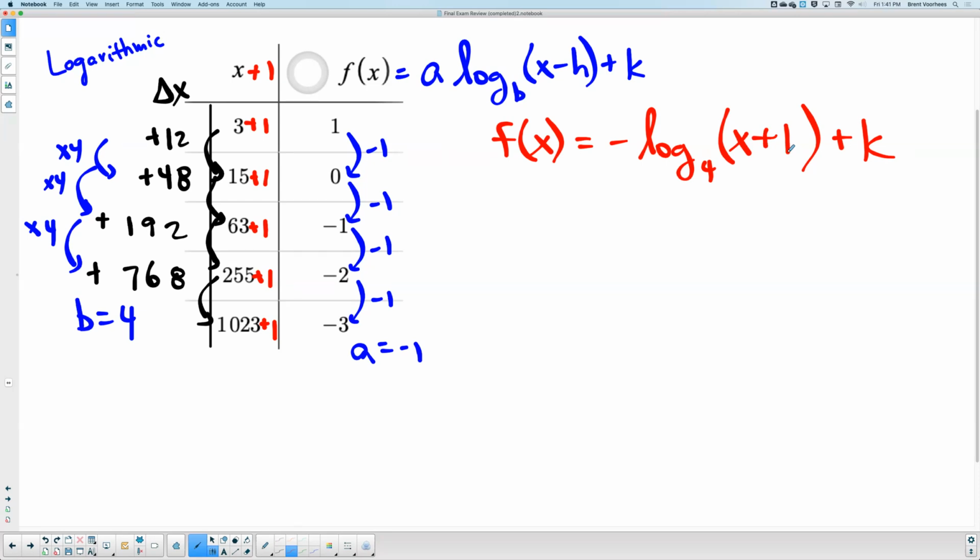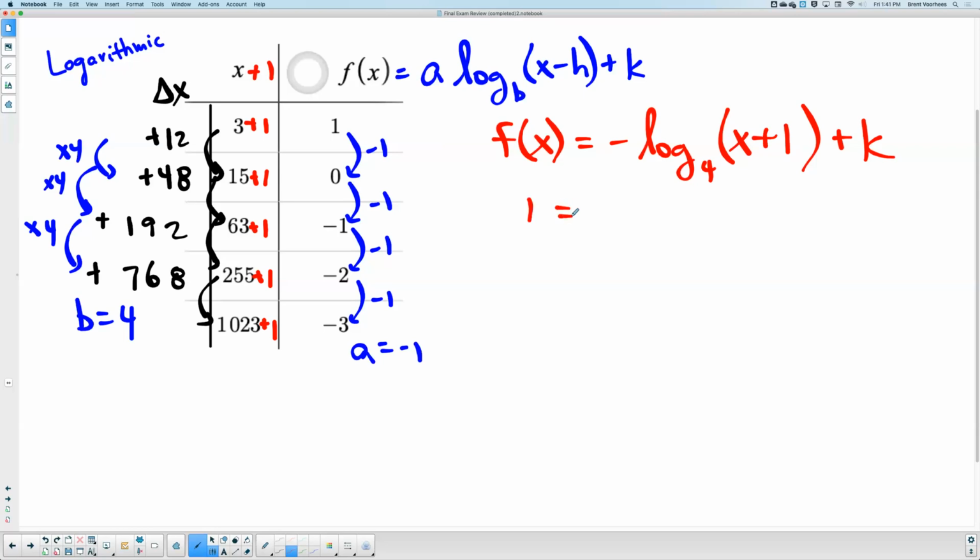Okay, so from there, there's only one thing left to do. I only have one variable, so I only have to plug in 1 point. Which point do y'all want to plug in? 3, 1. And you're plugging in the real point, not the fake plus 1. We're plugging in 3, 1. So which one's the y?